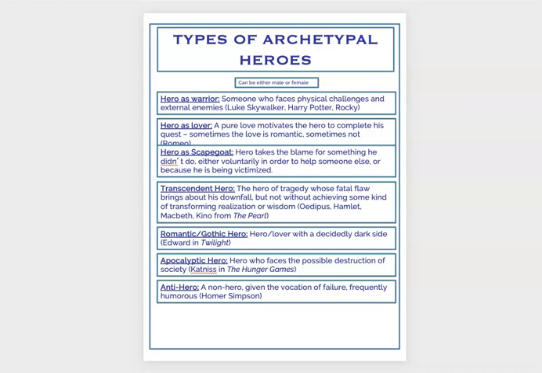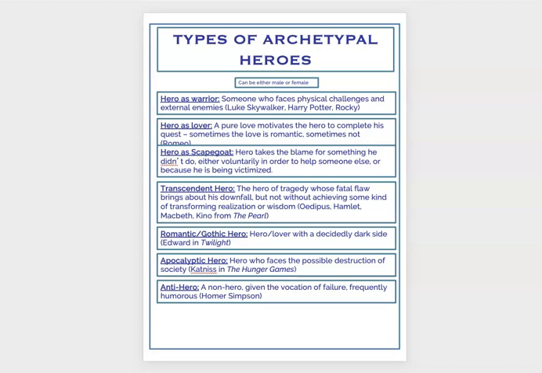You can see different types of heroes. The hero as warrior, the hero as lover. There's Romeo. The hero is a scapegoat. He is taking the blame for something he didn't do. The transcendent hero, the hero of tragedy, whose fatal flaw brings about his downfall, but not without achieving some kind of transforming realization or wisdom, right? And so often they'll die at the end, but some big transcendent thing has happened, some insight has happened as a result of their death.